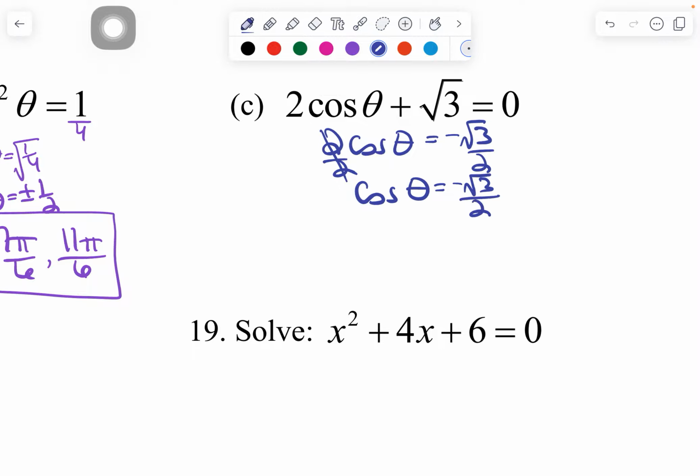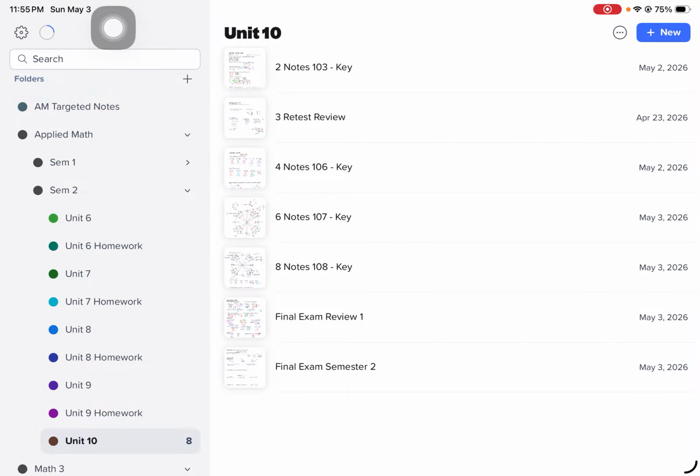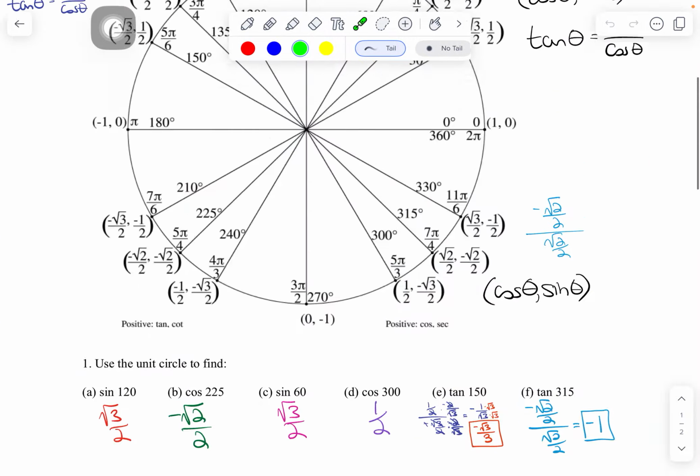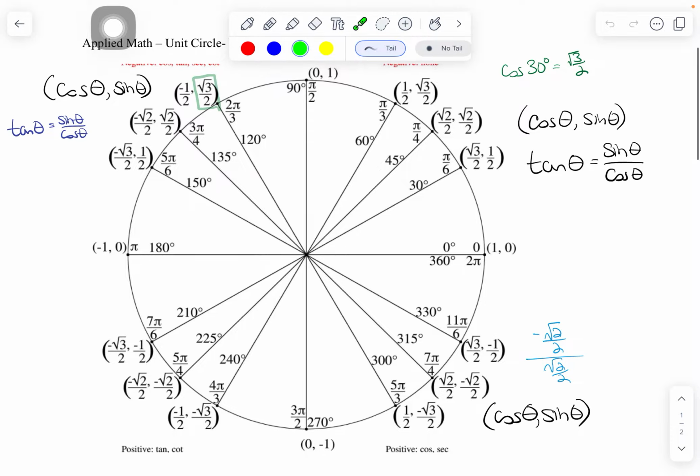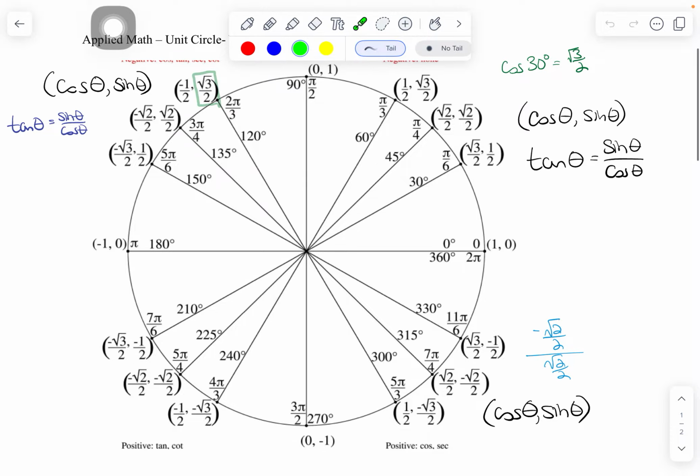Root 3 over 2. So again, I'm going to bounce back to my unit circle. This time I'm looking for cosine values, so the x values, to be negative root 3 over 2. Oops, there's my trig chart. Or it's not the trig chart, it's my unit circle. This one's just a different one, but it's the same thing.